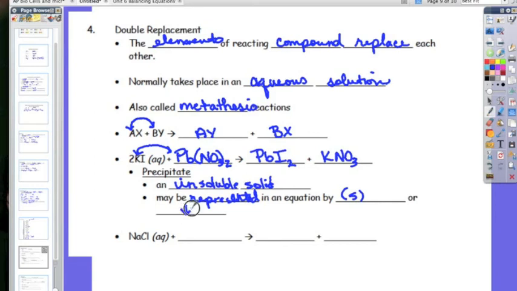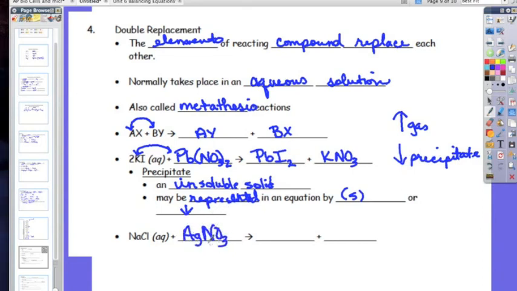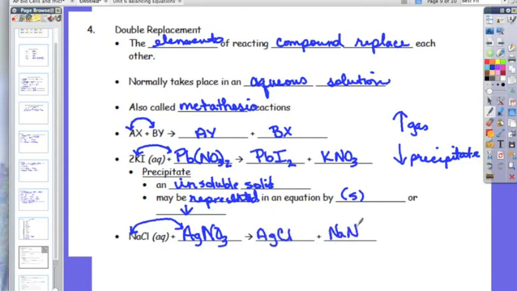And the reason we use an arrow down, we use an arrow up for gas, we use an arrow down for precipitate. And the reason is because when something becomes a solid, it sinks to the bottom of your container. So an example of this would be AgNO3 plus my NaCl, and my Ag and my Na are going to switch places. So I'm going to have AgCl and NaNO3, and this is a solid, and I would know that by looking at my solubility chart to see if it was a solid or not.